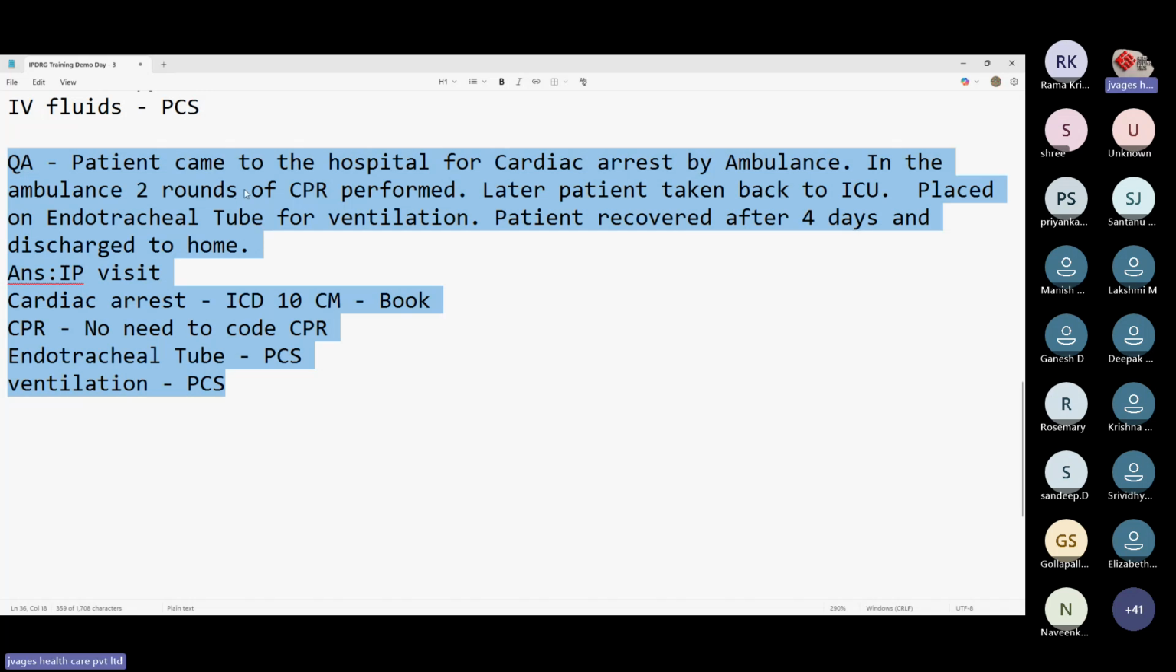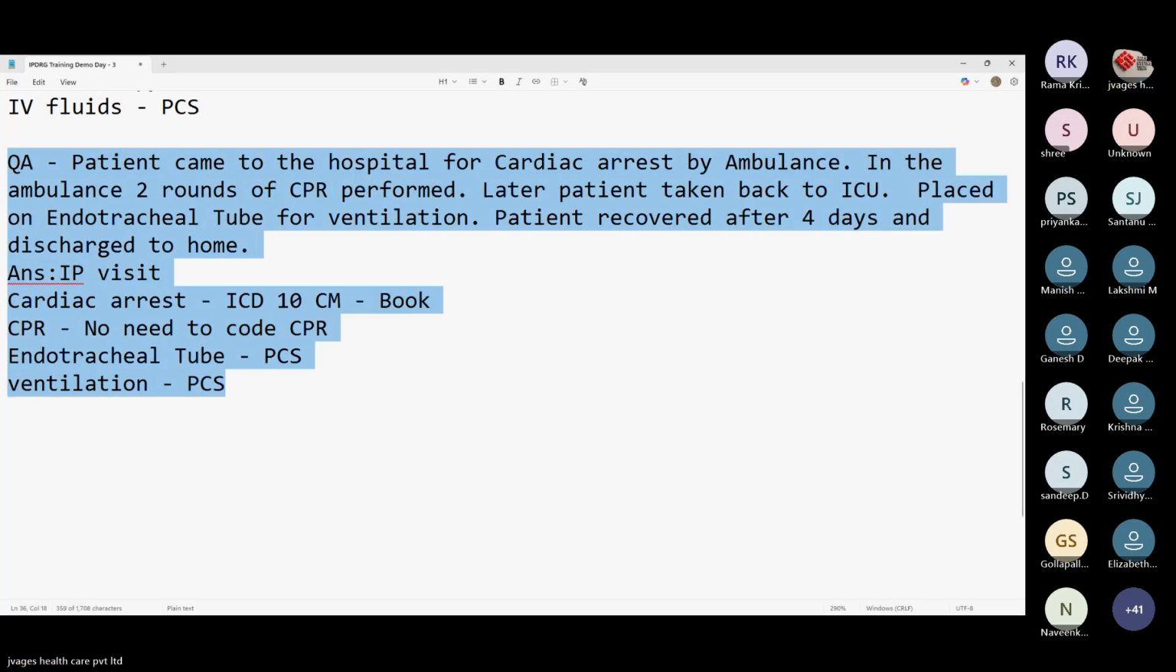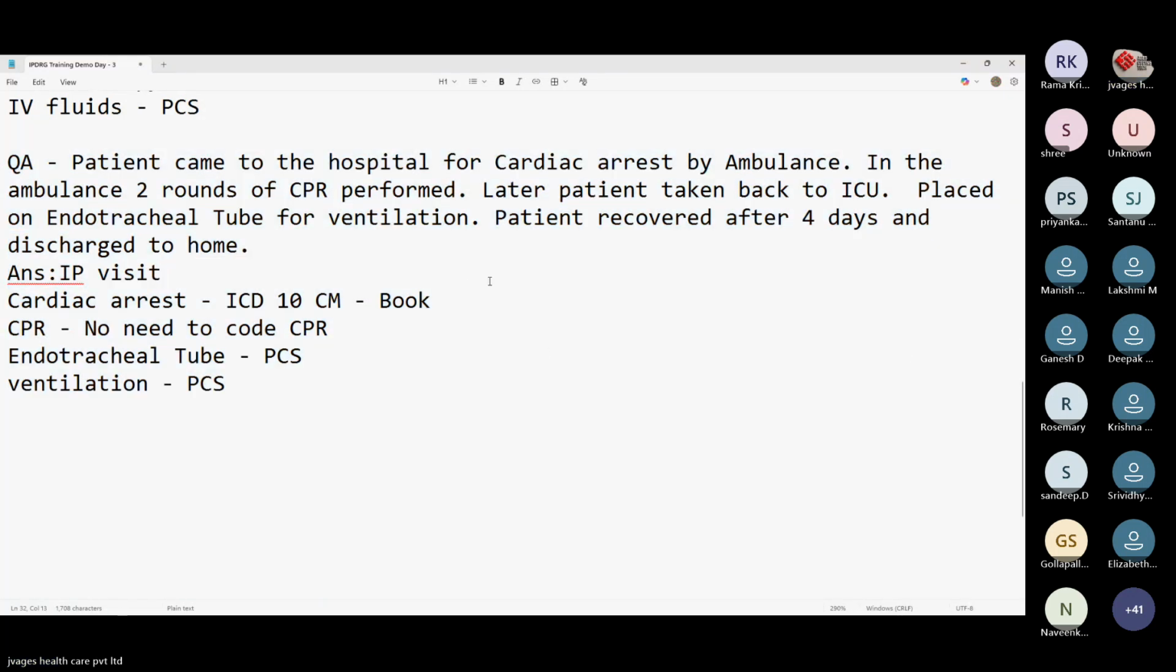So as of now, it is clear, right? And if CPR is performed in the hospital, it is compulsory to report it. Is there any doubt or any question in this scenario? Why are you not coding CPR even though it is performed in the ambulance? If CPR is performed in the hospital, we need to code it with PCS. Yes, if it is performed, we can code it.